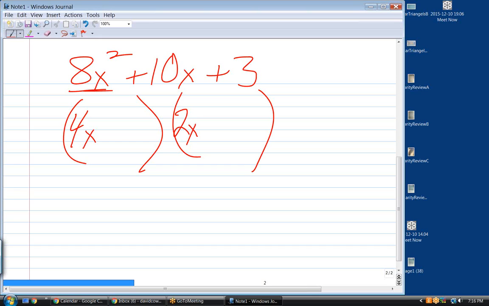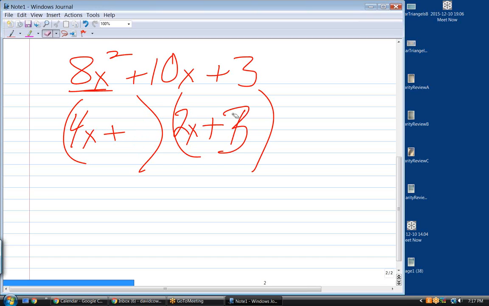Right. Now my signs are what? What do both signs have to be? Positive, plus. Okay, plus, plus. And I've only got two factors of 3, 3 and 1. So either this works, which it does, or if that didn't work, I would do it this way and see if that works. I would do it this way. That does not work. That gives you 14 as a middle term.